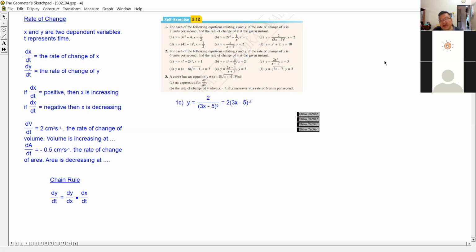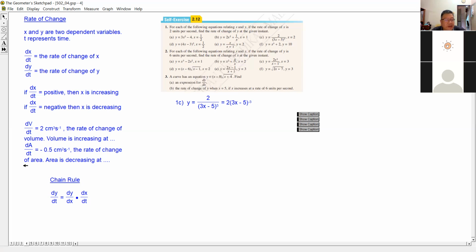So dA/dt, which is negative 0.5 square centimeter per second, represents the rate of change of area, and the negative sign in front shows that the area is decreasing. To explain in more detail, it means that the area is decreasing by 0.5 square centimeter in 1 second at that particular time, right?